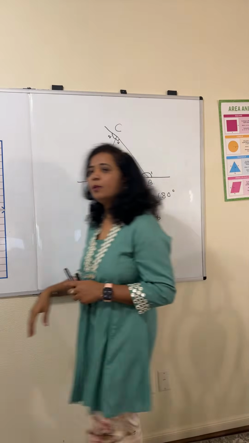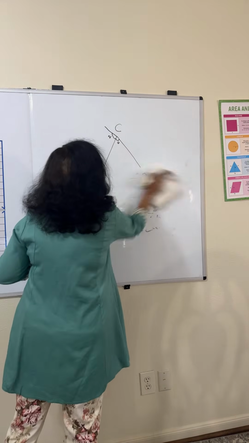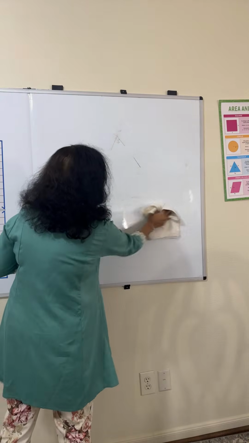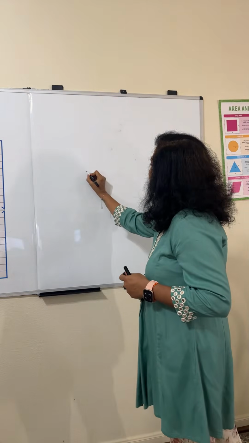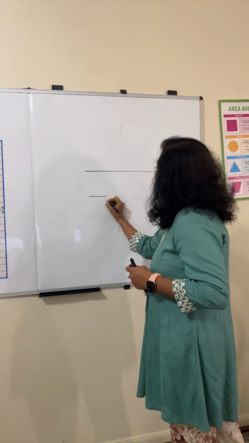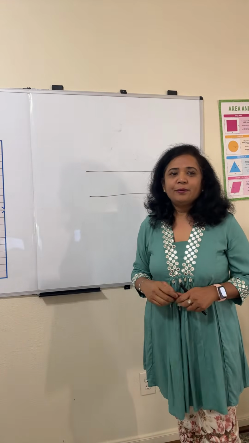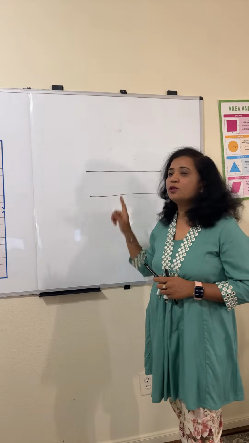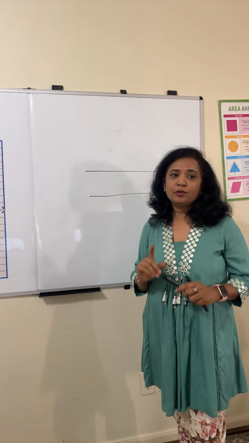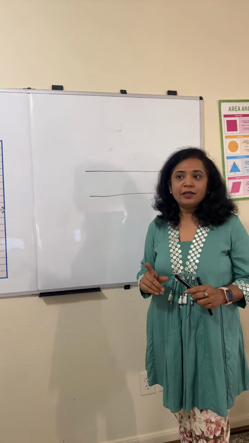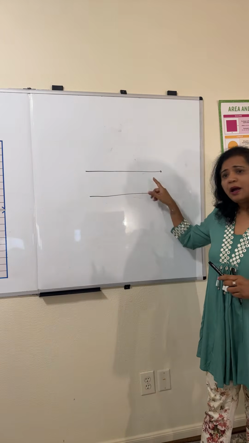Okay, so let's learn about parallel lines, transversal lines, complementary and supplementary angles. So these are two parallel lines. First thing I want to know, what do you mean by two parallel lines? Parallel lines means the distance between the two lines will always remain the same. It is not going to change anytime.